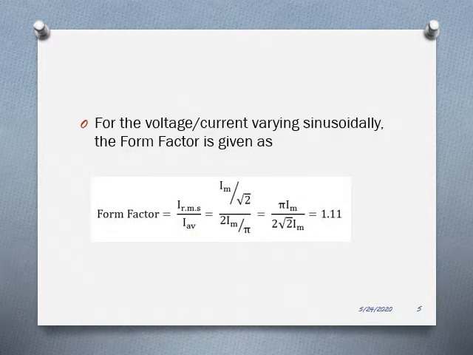Again, for a sine wave, I have calculated the form factor, the RMS value divided by average value, that is Im divided by root 2, divided by 2Im by pi. So you get it as pi by 2 root 2.